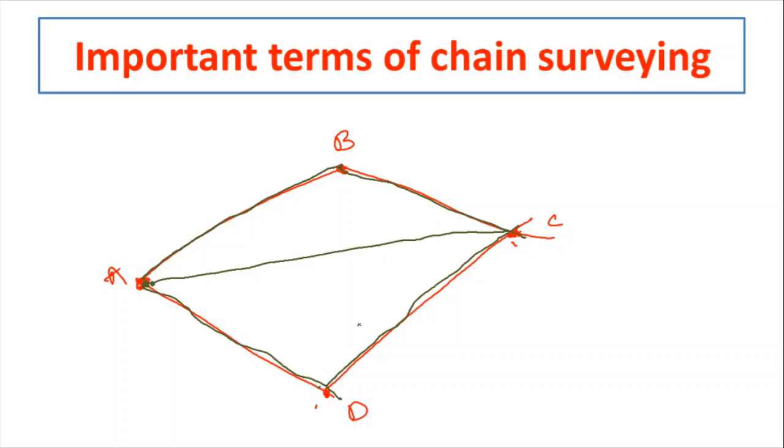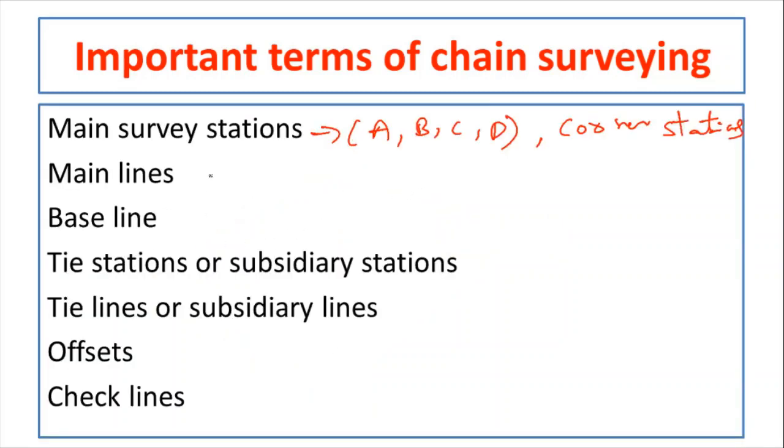Similarly, BD can be a main survey line, but the line AC is already there. If you draw the other line BD, these two lines will cross here, so I need not draw the line BD. So what are the main lines here? AB, BC, CD, DA, and AC. These are the main lines.